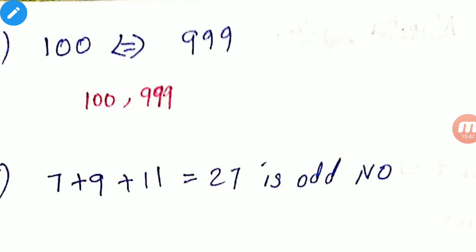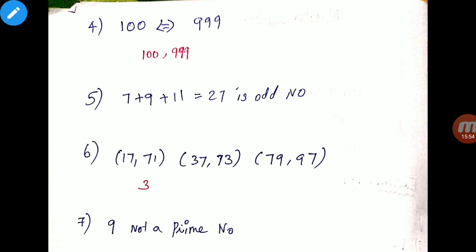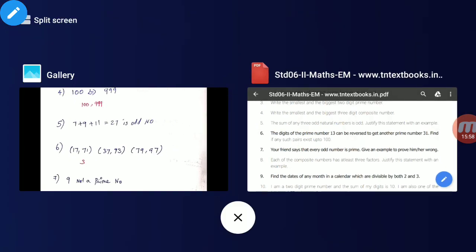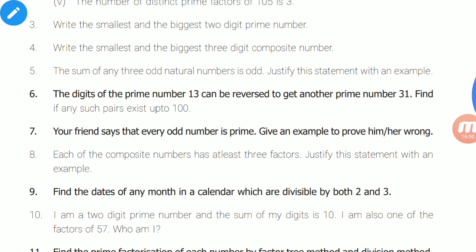Same as in the case of 999, it can be divided by 1, 3, 9 and so on. So both are composite numbers. So those are the answers. Let's check the next question. Your friend says that every odd number is a prime. Give an example to prove him wrong.